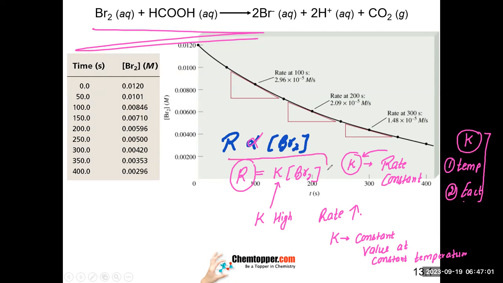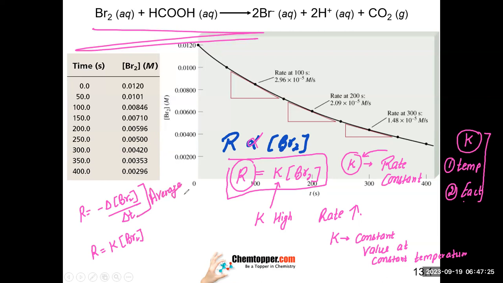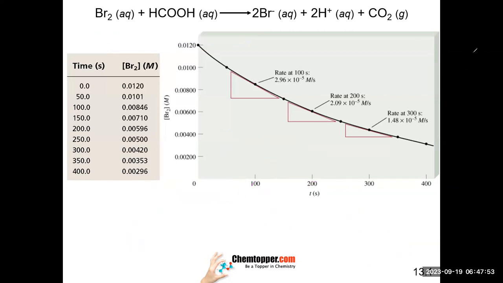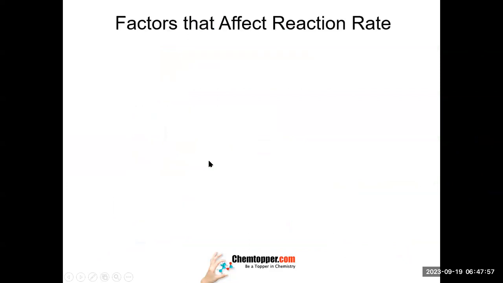And the way I'm representing this equation now, see earlier I said rate equals to minus delta Br2 over delta t. Now I'm saying rate equals to K times concentration of Br2. This is called the average rate of the reaction. And this form is called rate law. That is your next topic. Is it clear, children? We have understood today average rate, instantaneous rate, how to relate the rate of appearance and disappearance. Now we are moving on to the next method of expressing rate, and that is called rate law.